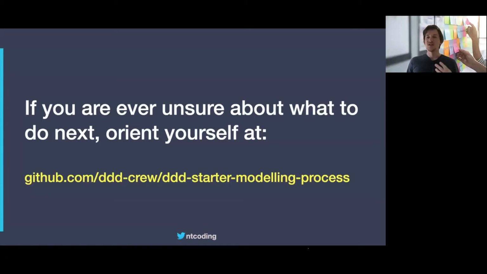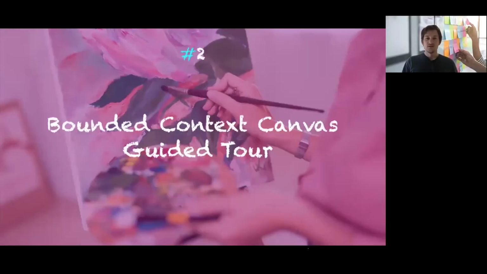So just wanted to clarify, if you're ever not sure, what should I do next? Check out this starter modeling process and use that as a way to decide, where am I in the journey? What could I do next? Okay, so let's actually look at the canvas itself now and go through each of the sections.